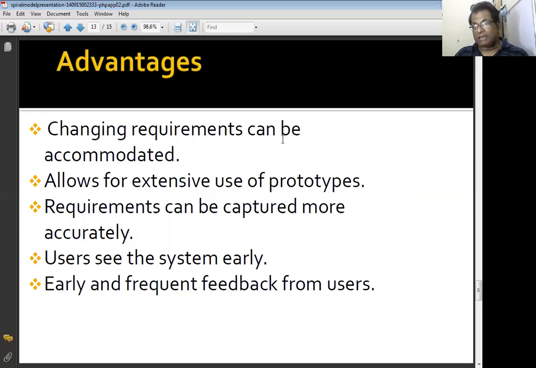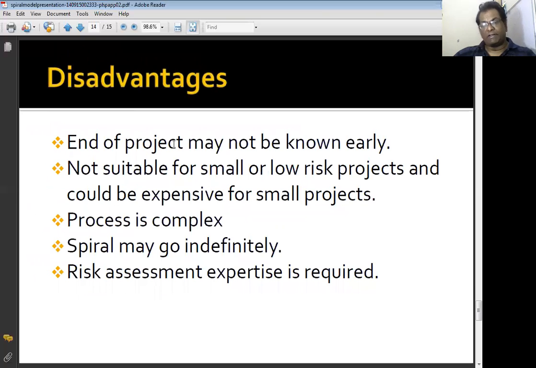Third, users see the system early. We start seeing things because the prototypes are so visible. The prototype makes it possible to see what exactly it will look like and how it will work later. And there is early and frequent feedback from the users. As soon as you finish one spiral, one clockwise movement, the output immediately comes.